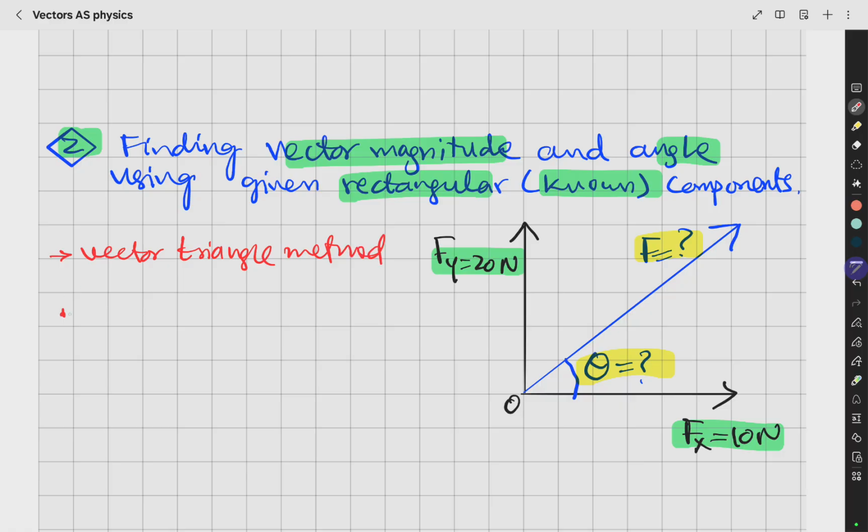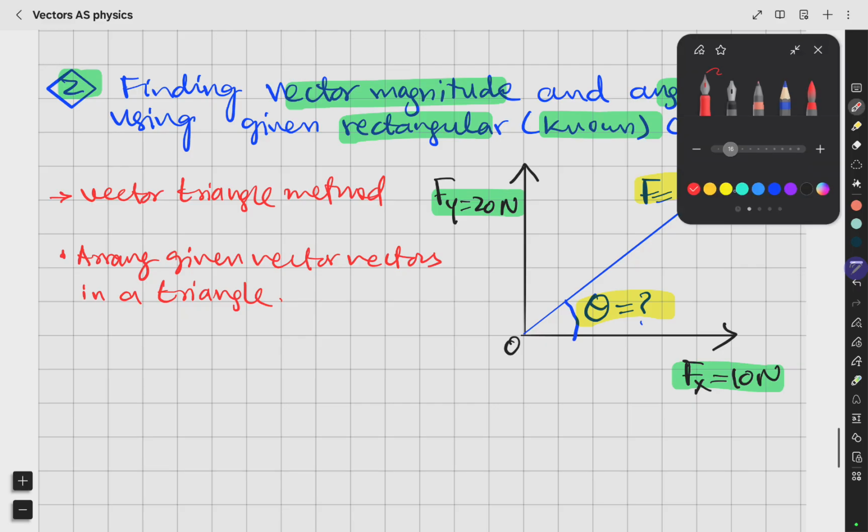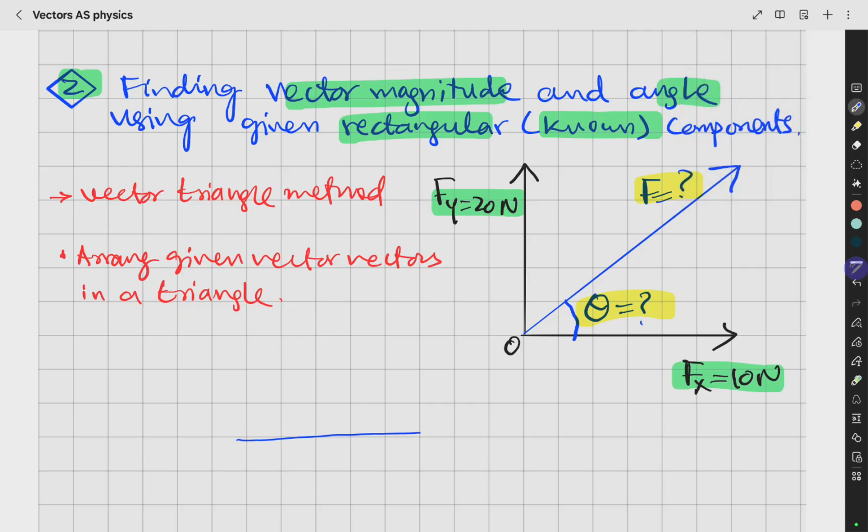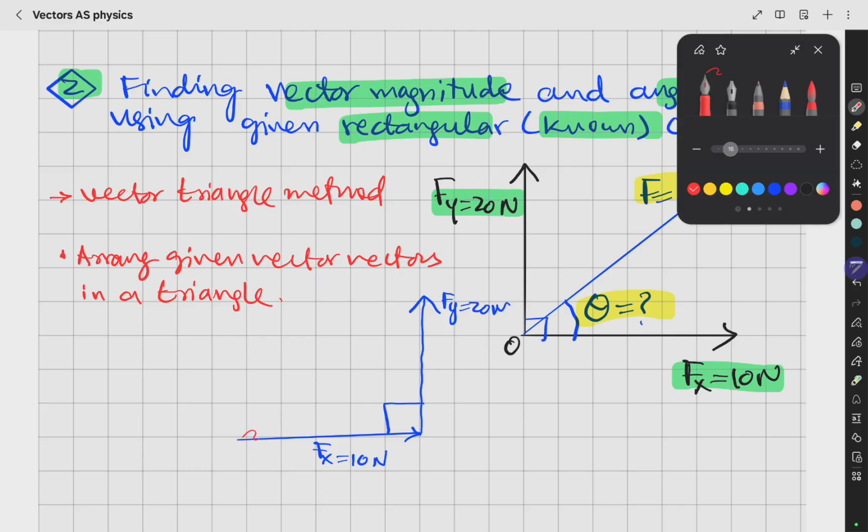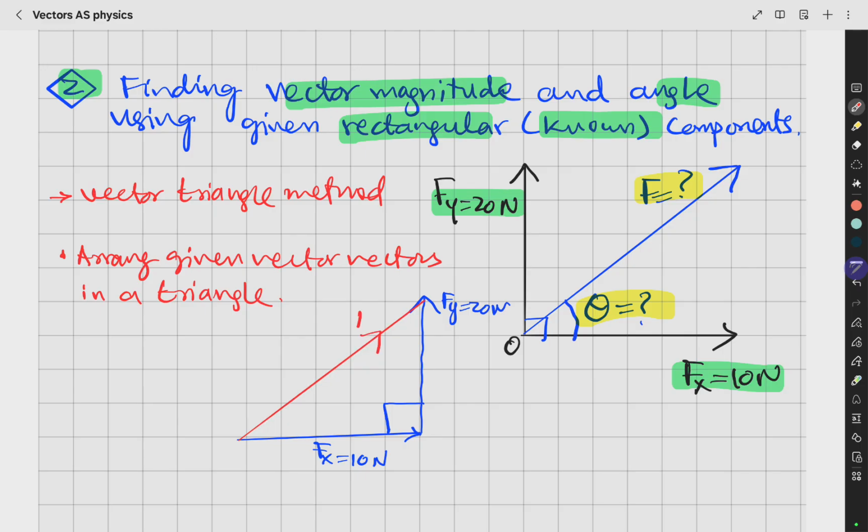So what you do is you arrange the given vectors in a triangle. So just make a triangle. The first vector is fx, which is 10. Okay, the second is fy. You have to arrange it according to head to tail rule, right? So this is fy, which is 20 newton, and as both are at 90 degrees, both are 90 degree over here. And then the third side is, of course, this side f, which you have to find, and this is the angle which you have to find.